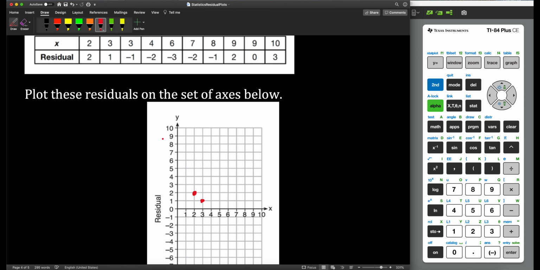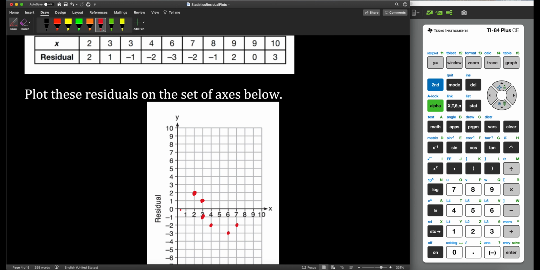Boom. Then it's +3, -1. You go back to 0. +3 for x puts you at 3. But now -1 means you go down 1. Simple enough. +4, -2. That means you go to the right 4 and you go down 2. Perfect. +6, -3. You go to the right 6. You go down 3. +7, -2, you go to the right 7 and you go down 2.